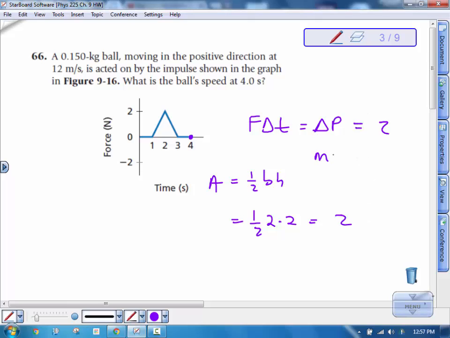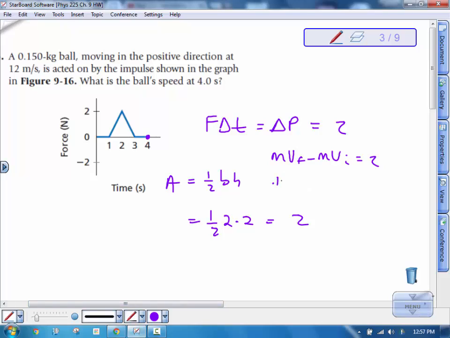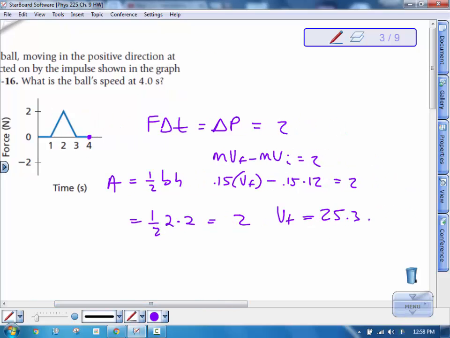So momentum is mass times velocity. So this is mass times final velocity minus mass times initial velocity equals 2. We know the mass is 0.15. The final velocity is what we're looking for, and the initial velocity is 12 meters per second. So we're solving this equation for final velocity. Add these terms over and divide by 0.15, and the final velocity would be 25.3 meters per second.